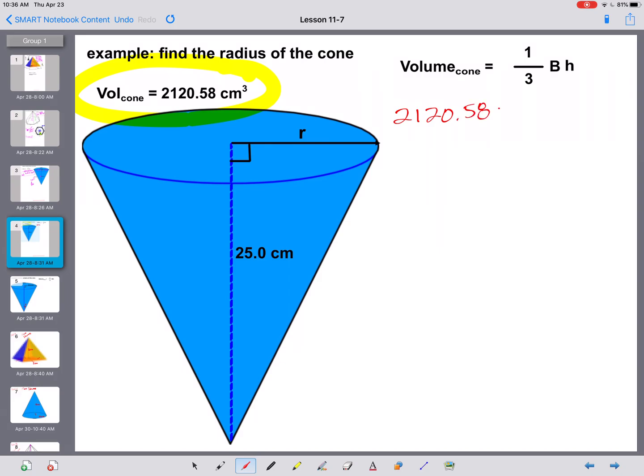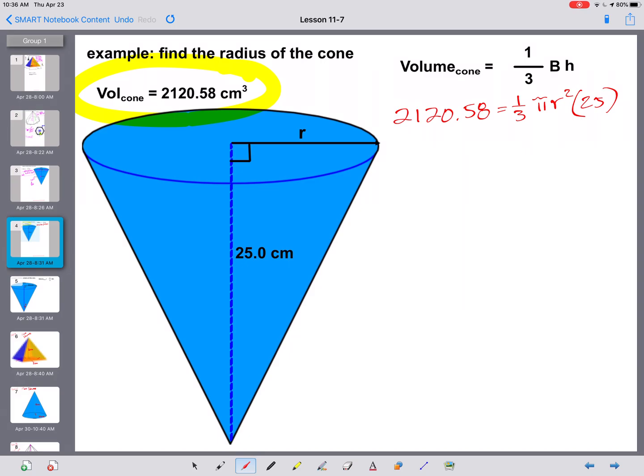2120.58 equals 1/3. Now, do we have the area of the base, capital B? No, we don't. Do we have a formula for area of the base? Yeah, we do. It's a circle. It's pi r squared. Do we have the height, the h, right down the middle? We do. That's 25. Okay, now, algebra.